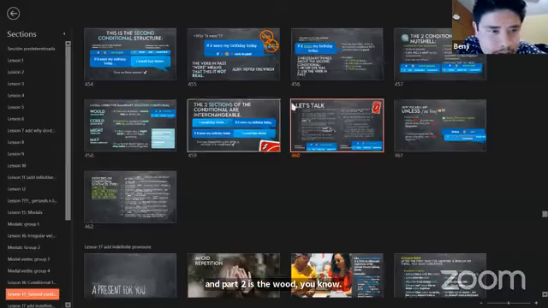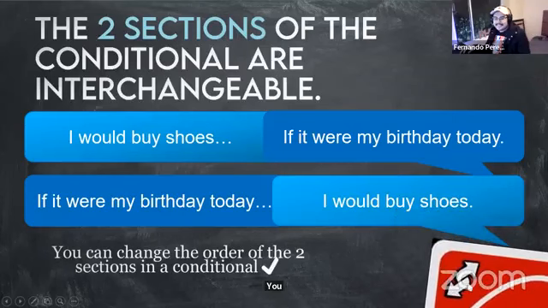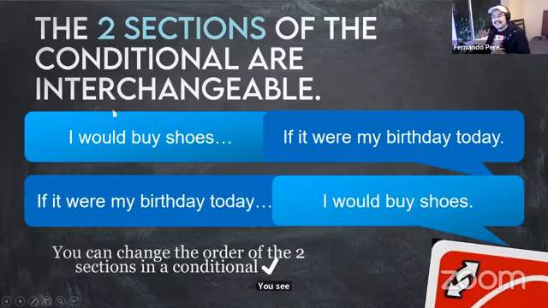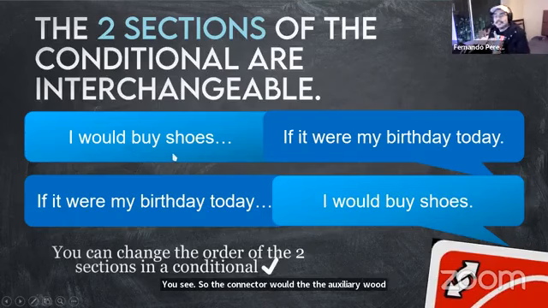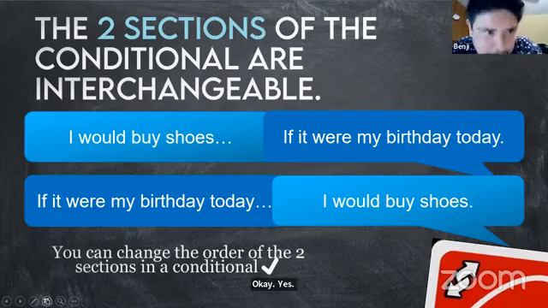No. You inverted the two parts. You are in format number 1. You see? So the auxiliary would is in the first section. What would happen? Okay. Complete. Laurita, what would happen?